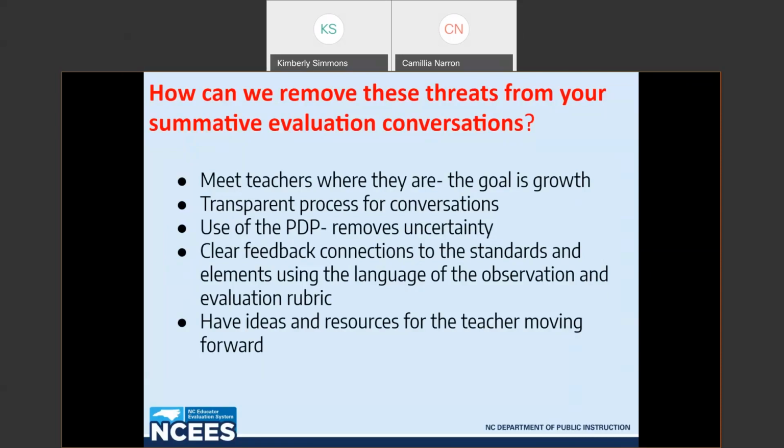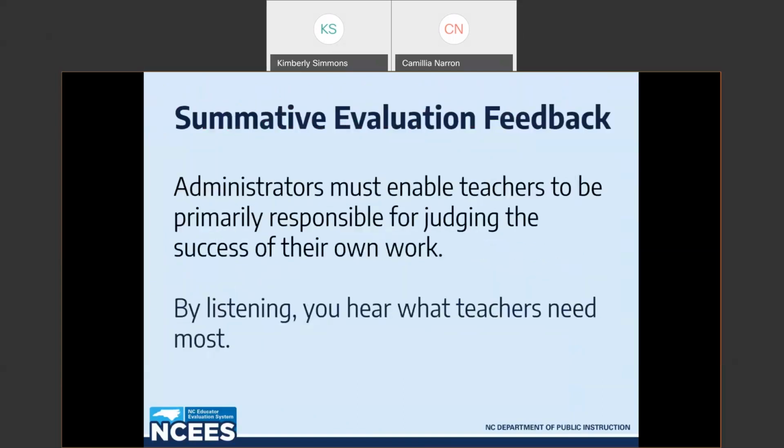The use of the PDP. This removes uncertainty. Knowing that you will always come back to the goals of the professional development plan removes uncertainty about the topics of the conversation. Also, having clear feedback connections to the standards and elements, using the language of the observation and the evaluation rubric, and having ideas and resources for the teacher moving forward. Summative evaluation feedback: administrators must enable teachers to be primarily responsible for judging the success of their own work. By listening, you hear what teachers need most.